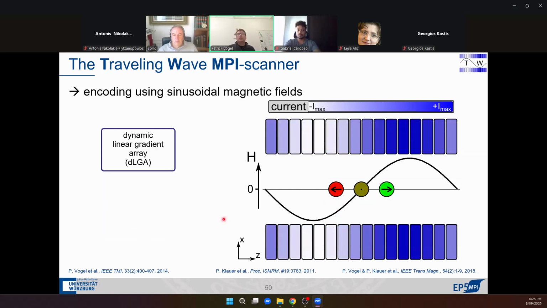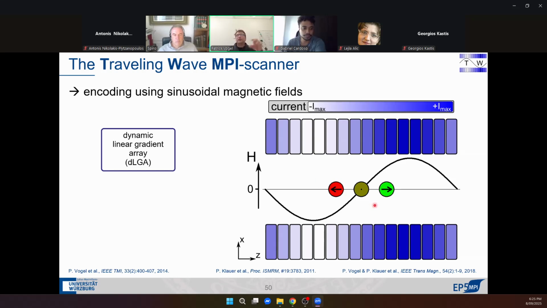And our idea was to change the current distribution over this linear gradient array. And we do that here, for example, in a way that we have a current distribution which shows this sinusoidal magnetic field behavior. And then you can see these three particles, for example, or ensembles, have different states.